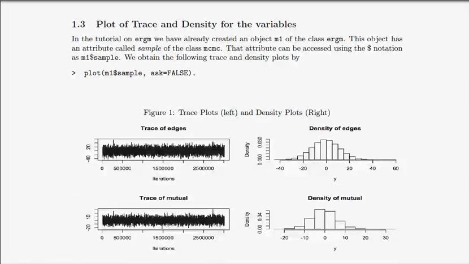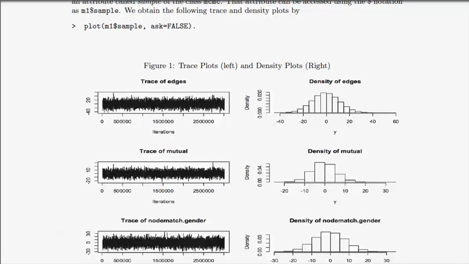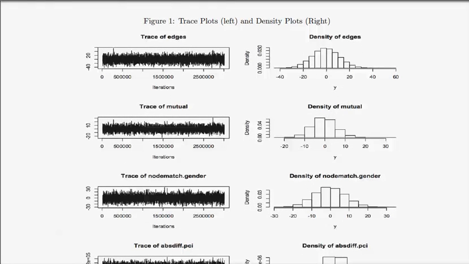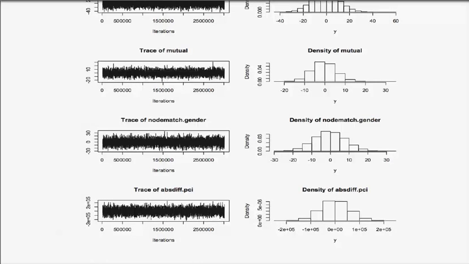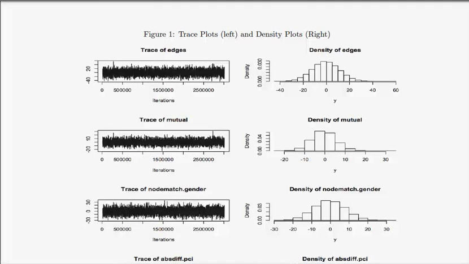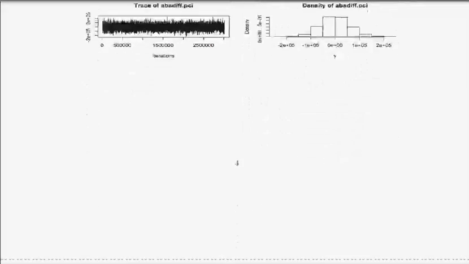And third, there is a plot of trace and density for the variables. Remember, there is a plot for each variable. For example, here you have trace of edges, trace of mutual ties, trace of gender, and trace of per capita income. And you also have the density plots on the right-hand side. The density plots usually look very much like a normal distribution that most of you should have studied in one of your statistics courses before this.